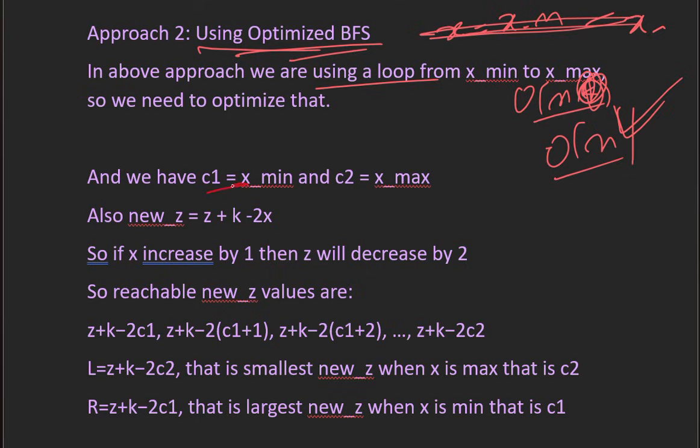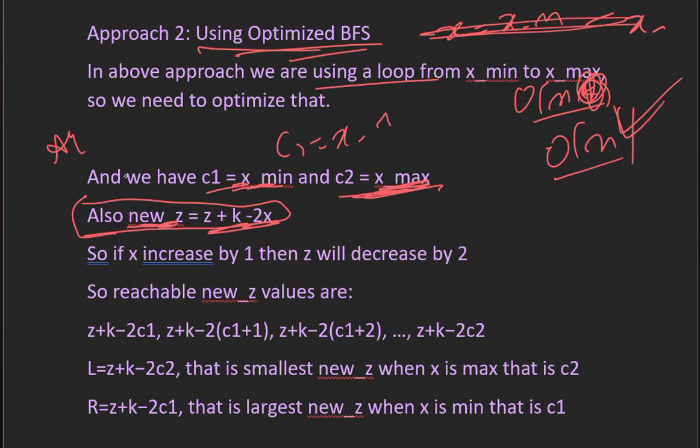Suppose in the above code we have found x minimum and x maximum. So suppose c1 is equal to x minimum and c2 is equal to x maximum. Then we have also found the new z, which is equal to z plus k minus 2x. So these all things we have discussed in the above approach. If you directly arrived at this approach, make sure to see approach 1, else you will get stuck. Now suppose I increase x by 1, then our z will decrease by 2 values.